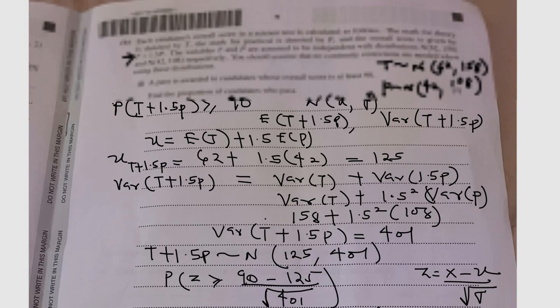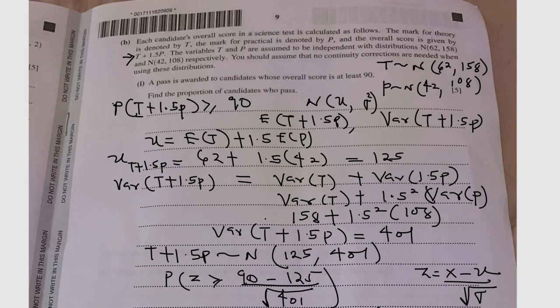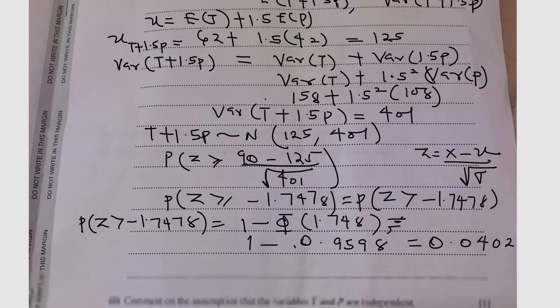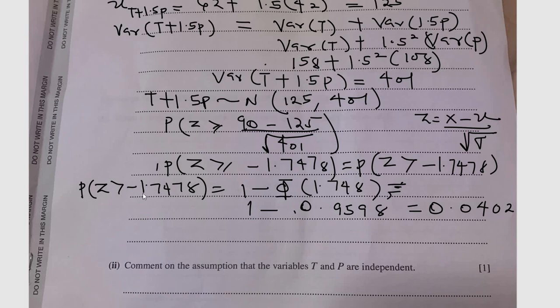Okay, oh, hold on. The question asks us to find the proportion of the candidates who pass. This is the probability of a candidate who passes. I think the proportion is like a percentage. So it will most likely be 0.0402 times 100. That should be 4.02%, approximately 4%. I think so.